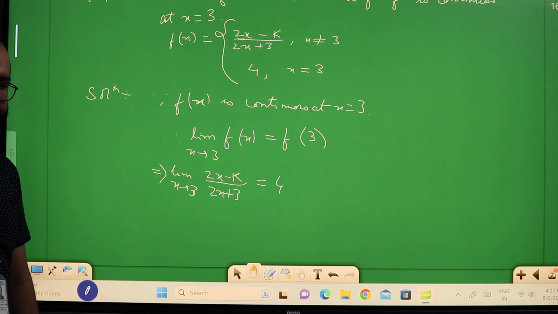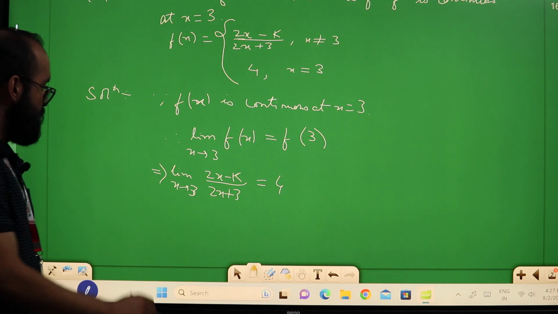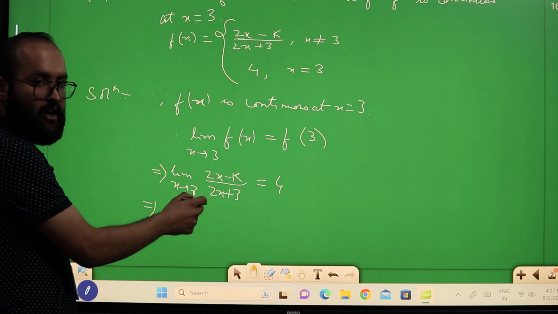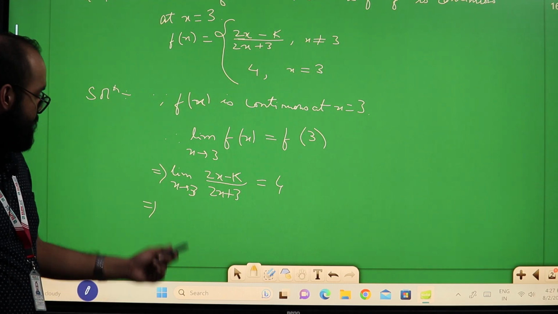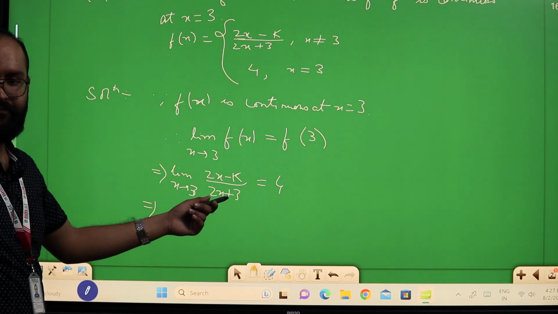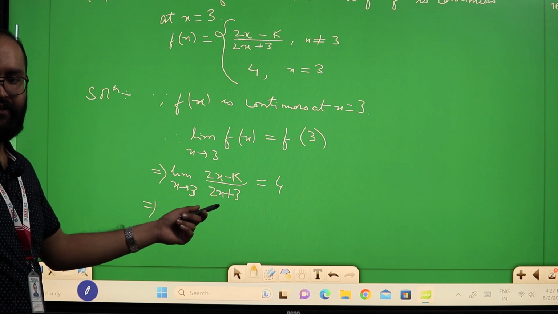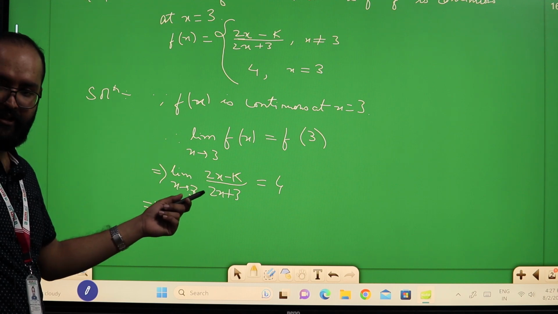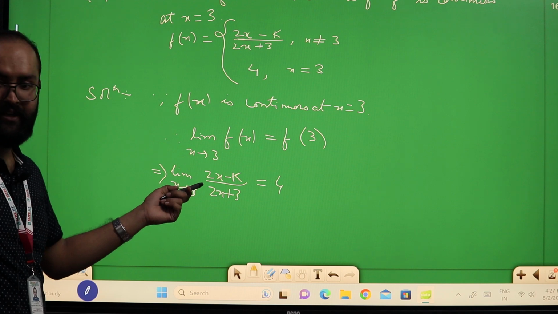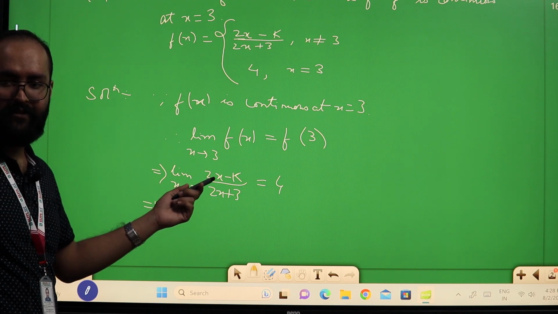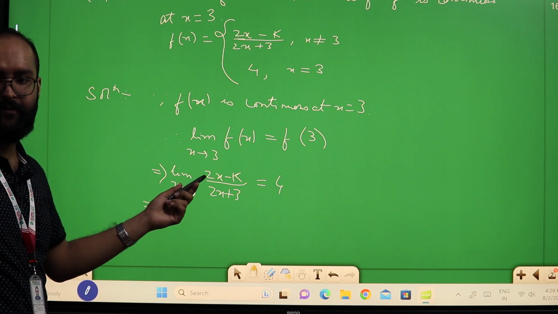Clear? Manas? Now evaluate the limit. How do you evaluate a limit? Put the x value directly here, isn't it? If it has a value, we can proceed. But if it comes out to be one of the indeterminate forms, we cannot proceed. We have to apply some special method.